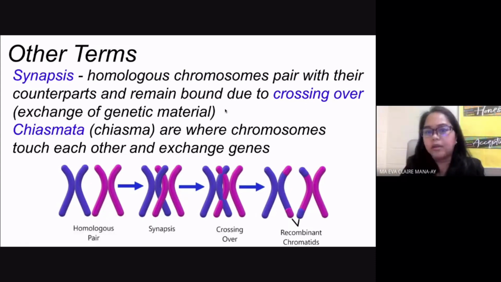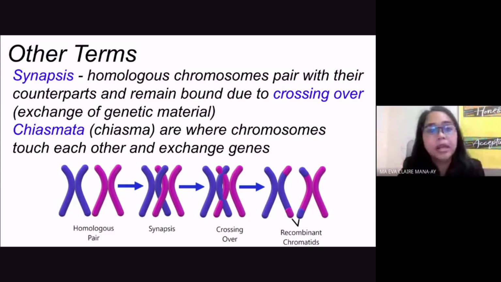This is where the exchange of genetic material happens, or sometimes we also call this genetic recombination. This is exactly the reason why you and your siblings, even if you have the same set of parents, your mom and your dad are the same, you don't exactly look the same. You're not really identical. There might be some similar characteristics.